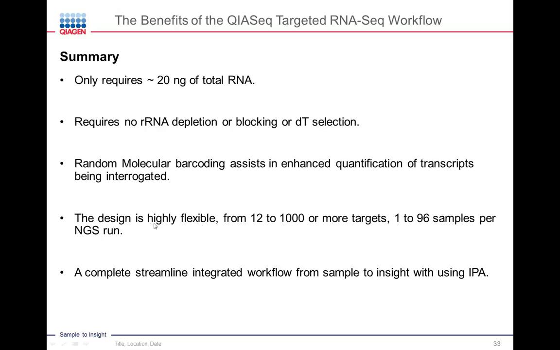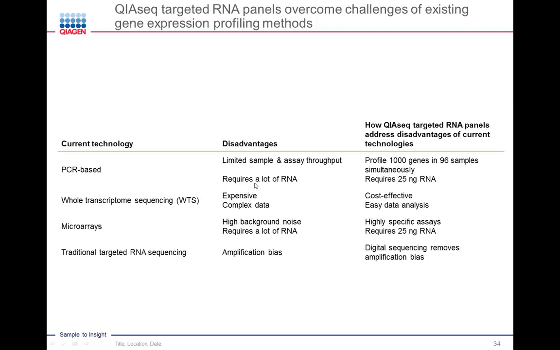The design is highly flexible. You can look at anywhere between 12 and 1,000 targets in the same sequencing reaction, and you can look at up to 96 samples per sequencing run. We've put together a complete streamlined integrated workflow that takes you from sample to insight, including the Ingenuity Pathway Analysis. So all the output from the secondary data analysis pipelines is compatible with the input that is required for Ingenuity Pathway Analysis to make that experience more integrated and less cumbersome.